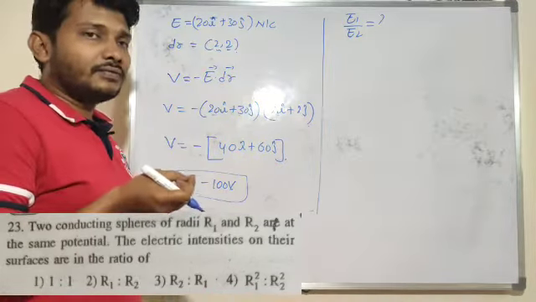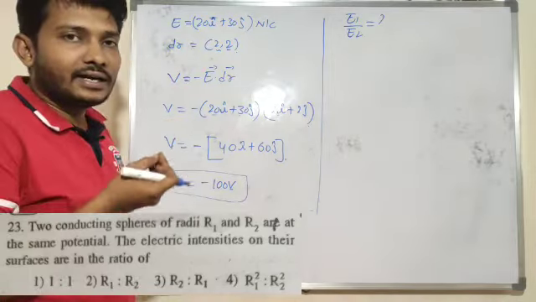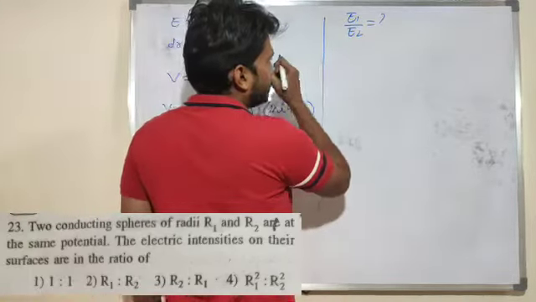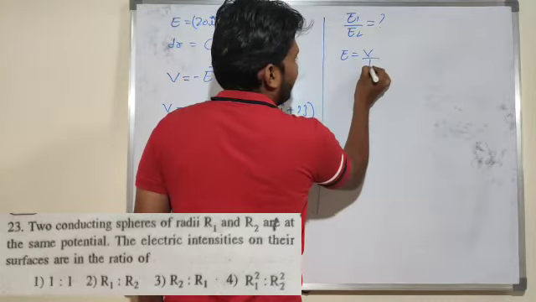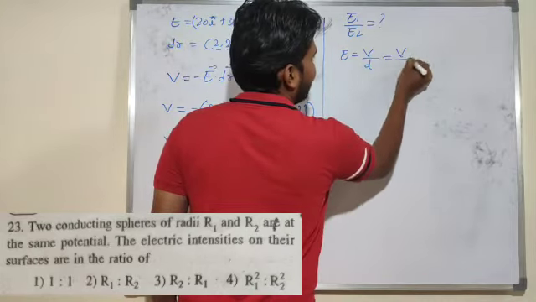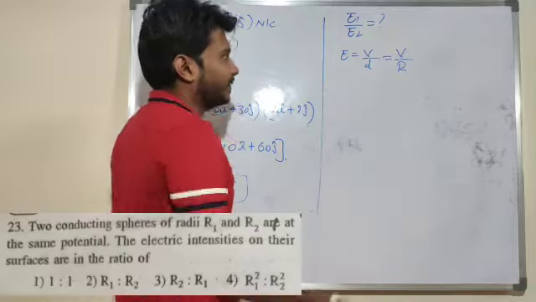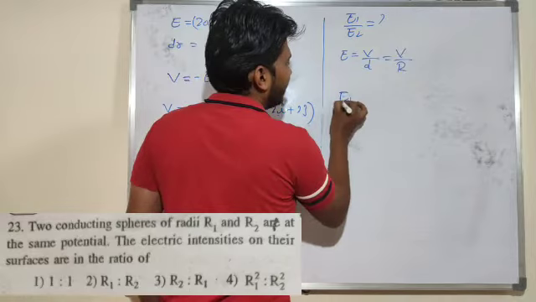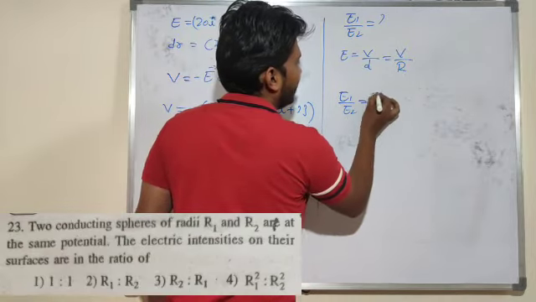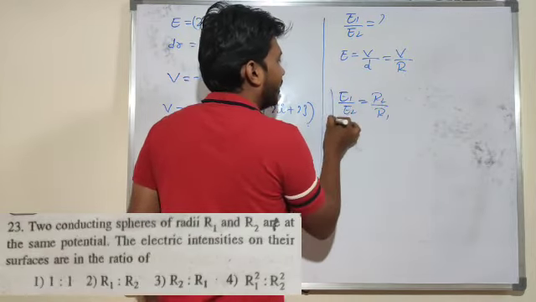So what is the connecting formula between electric field and the radius here? Look here, the relation between field and potential. So E is equal to what? V by d. If you consider magnitude, the distance is nothing but the radius here. So electric field is inversely proportional to radius. So shall I take this as E1 by E2 is equal to what? R2 by R1.